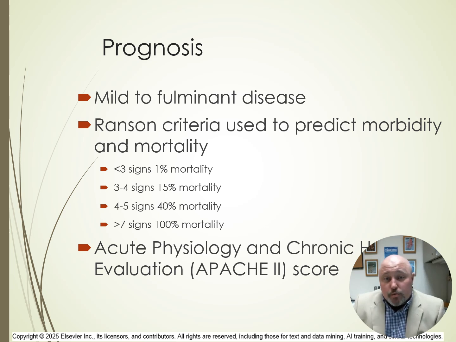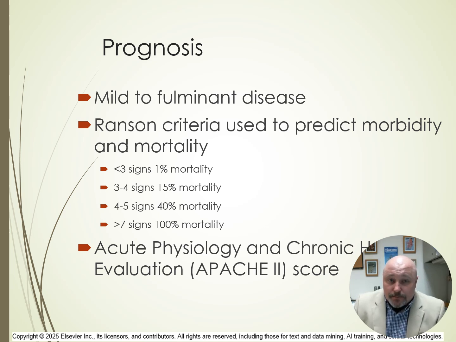Ranson's criteria is one way to predict mortality. Patients with acute pancreatitis can develop mild or fulminant disease. As a consequence, research has addressed criteria for predicting the prognosis of patients with acute pancreatitis. The early classification criteria were developed by Ranson, where the number of signs present within the first 48 hours of admission directly relates to the patient's chances of significant morbidity and mortality.